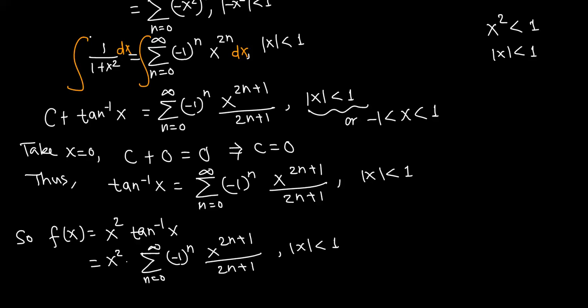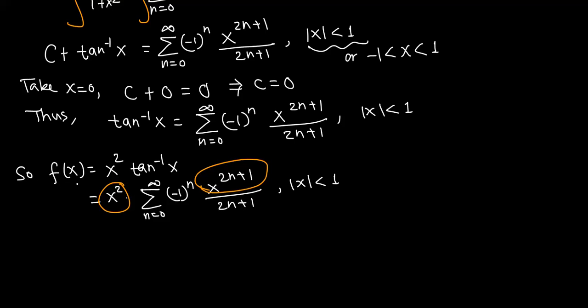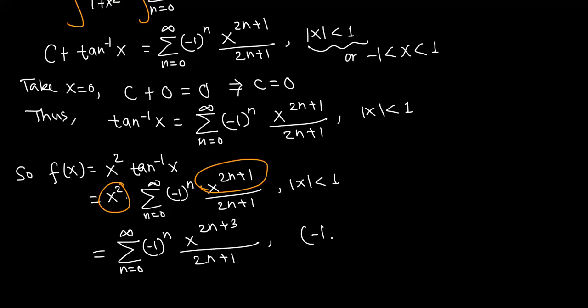Now we need to take this x squared inside the sigma sign, and we can combine this x squared and this x. We have the same base x, so all we have to do is add the exponents: 2n plus 1 plus 2 gives 2n plus 3. So the power series for the given function, as the final step, is the sum of negative 1 to the n, x raised to 2n plus 3, divided by 2n plus 1, and the interval of convergence is in fact negative 1 to 1. X is between negative 1 and 1.